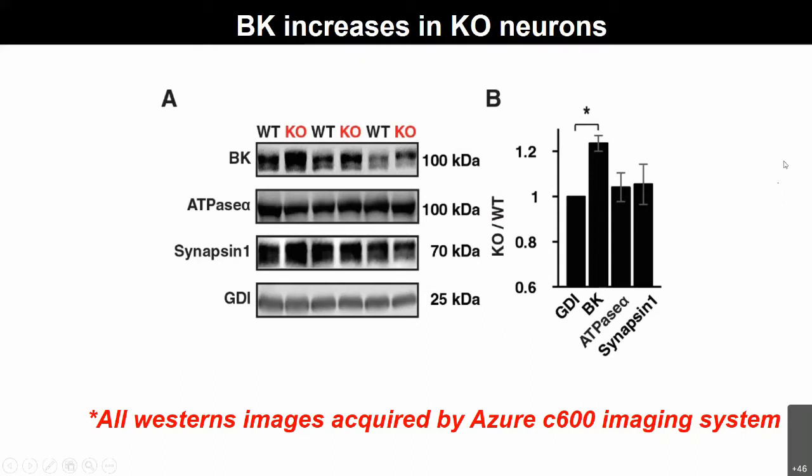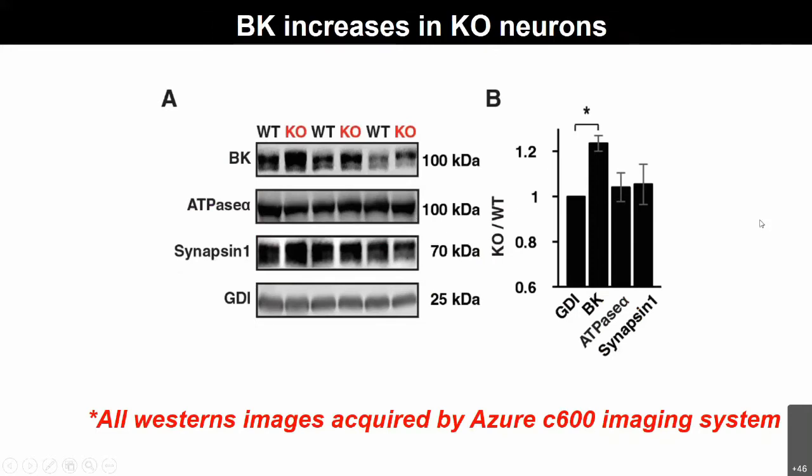It's causing a phenotype. In this particular Western, the BK and a lot of other proteins, for example the ATPase alpha subunit, are imaged from the same membrane, thanks to the near-infrared imaging system from Azure, which allows me to be really sure that there's no stripping involved, so I can be very sure about the quantitative changes in the protein levels of those things.